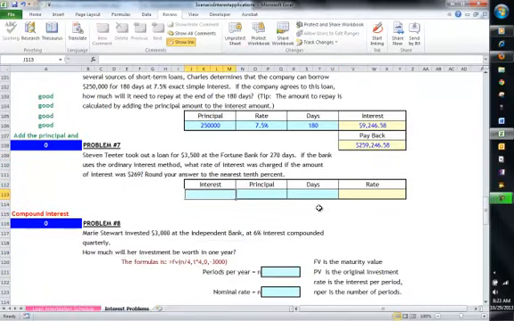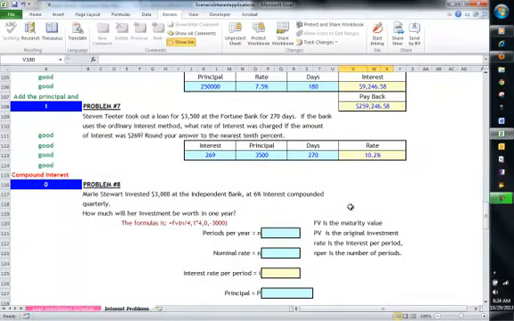Steve Teeter took out a loan for $3,500 for 270 days. The interest was $269. The principal was $3,500 for 270 days. Ordinary. Well, the rate is the interest divided by the principal times the time, 270 days, divided by, since it's ordinary, it'll be divided by 360.